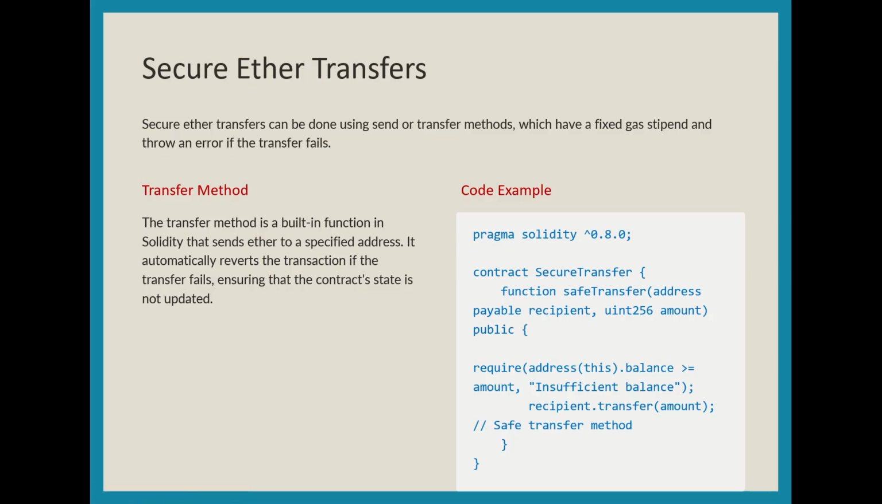Okay, so let's go through the code example that should clear a lot of things up for you. First is the contract declaration. We are just declaring a contract named SecureTransfer. Next is the definition of the safeTransfer function. So we define a function named safeTransfer. It takes two parameters. First being the recipient, the address of the recipient to whom ether will be transferred, right? To whom you're sending the mail, essentially. You need the address of that person. It is also specified as payable, indicating that the address can receive ether.